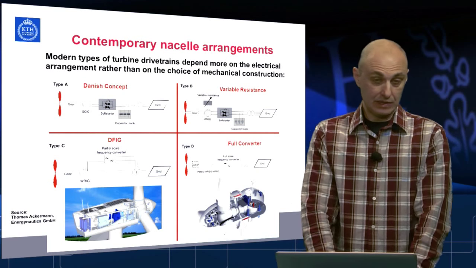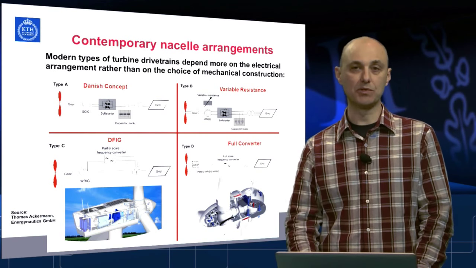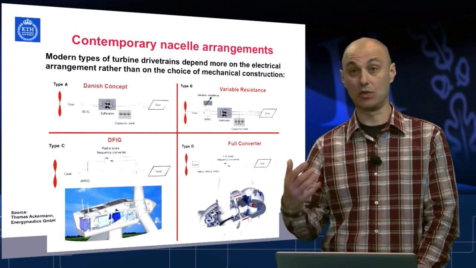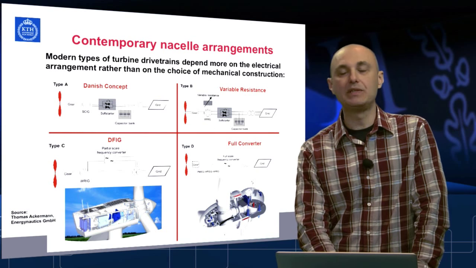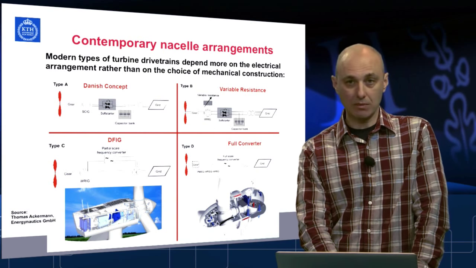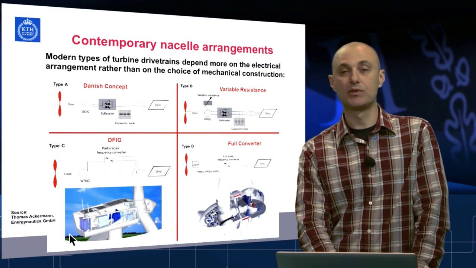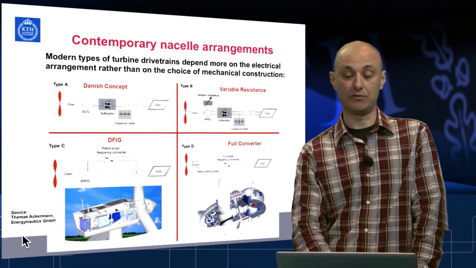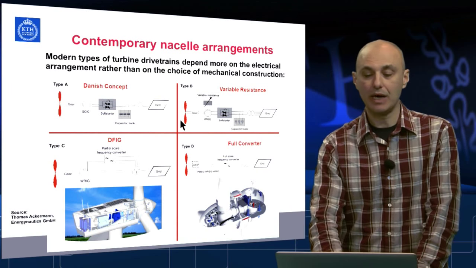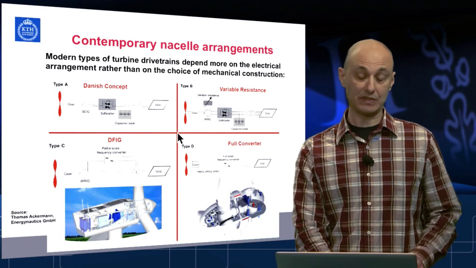Contemporary nacelle arrangements for the large multi-megawatt machines that we usually use these days and install now as new can be divided into 4 basic types. You will talk about those types with another lecturer, and this is a drawing borrowed from Thomas Ackermann, your other lecturer for this course. I will simply mention the most important points here.